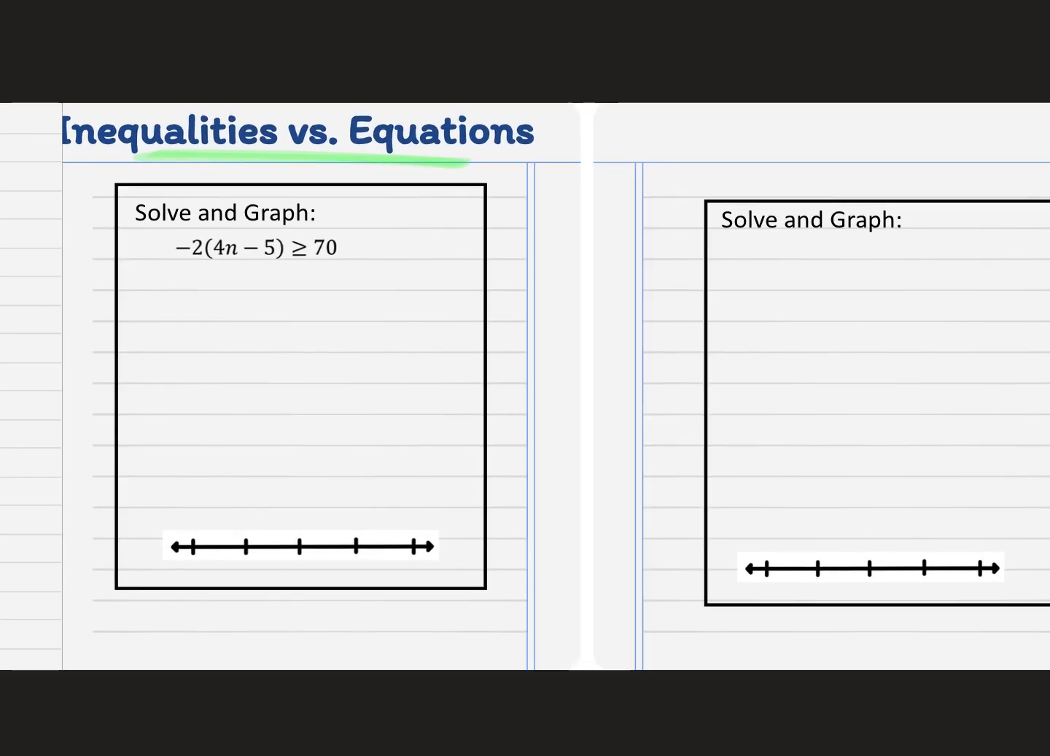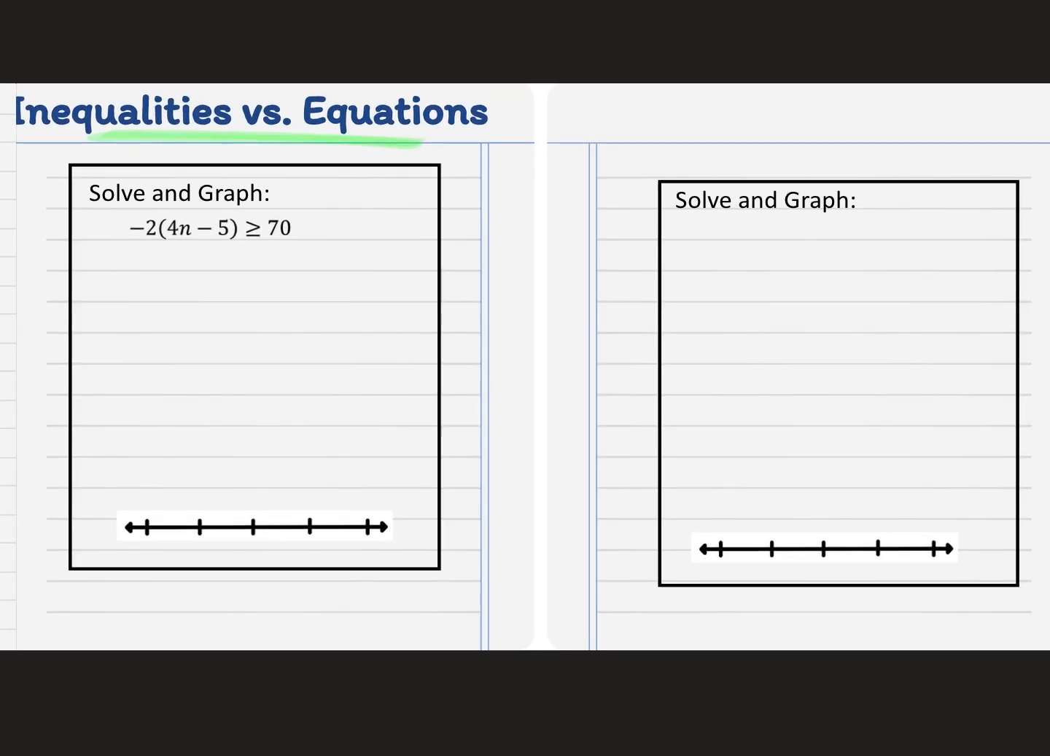With our notes. So inequalities versus equations. The first thing we're going to do is solve this inequality. All right, so remember our steps for solving equations. Well, actually, first let's look at solving it as an equation. So I have -2 times (4n minus 5) is greater than or equal to 70. I'm going to change this greater than or equal to and just make it an equation. Remember, when we solve equations, we distribute, combine like terms, move the variable to one side, and we solve. So first thing I'm going to do is distribute.